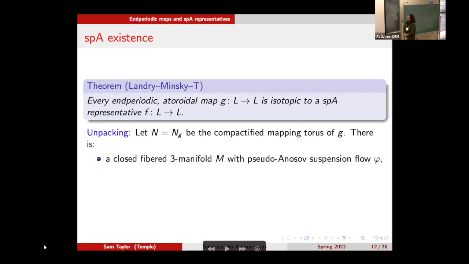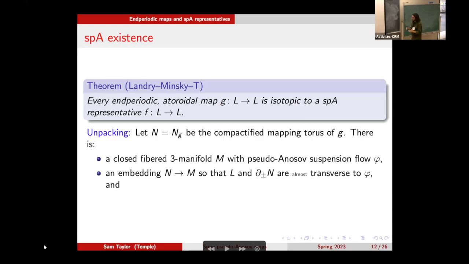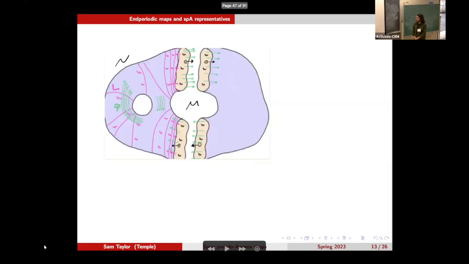So what does the theorem really say? The theorem says that there actually exists somewhere out there in the world a closed fibered 3-manifold with a pseudo-Anosov suspension flow, such that I can take my mapping torus N and embed it in that manifold so that the boundary of N and this infinite type surface L are transverse to the flow on my closed manifold. And when I do that, I get a first return map that, from topology, is isotopic to the original map G, and it's the first return map of one of these pseudo-Anosov flows. So in particular, the return map is one of these spun pseudo-Anosov maps.